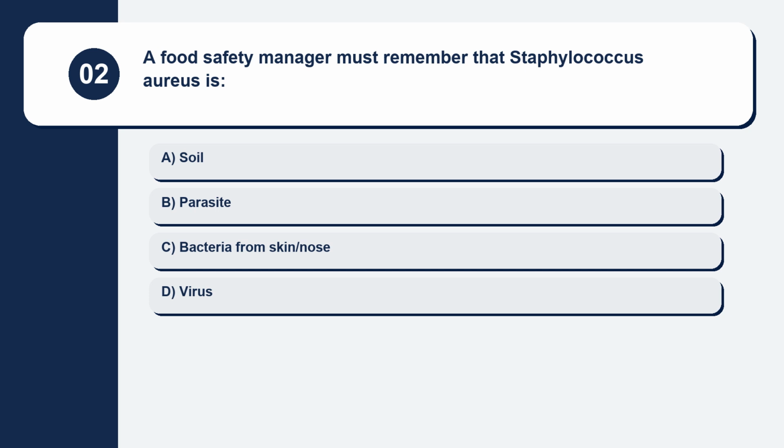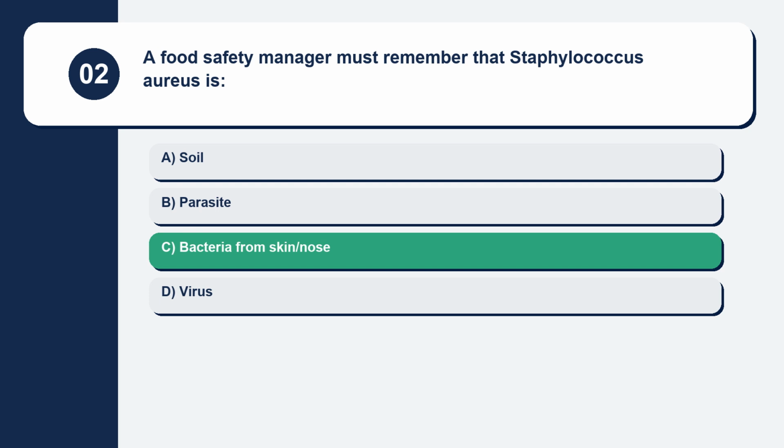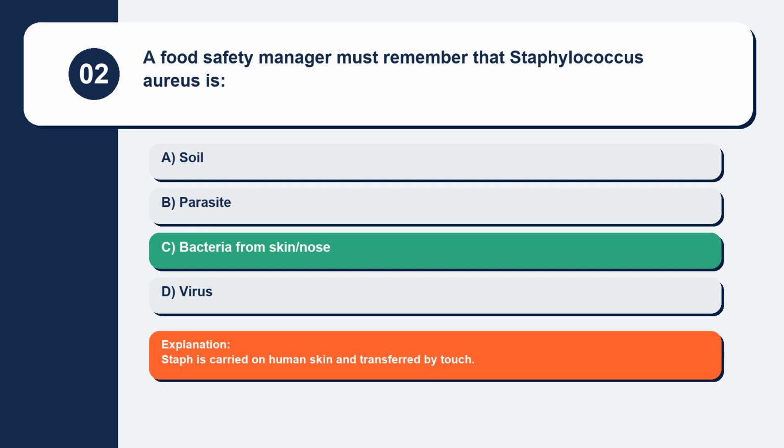Question 2. A food safety manager must remember that Staphylococcus aureus is: soil, parasite, bacteria from skin/nose, virus. Staph is carried on human skin and transferred by touch.